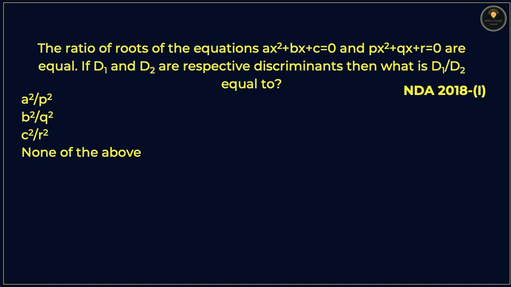In this problem, the roots of the quadratic equations are given as ax square plus bx plus c and px square plus qx plus r. So here I am writing ax square plus bx plus c, and the roots I am writing as alpha 1 and beta 1. And here I am writing px square plus qx plus r, and the roots as alpha 2 and beta 2.